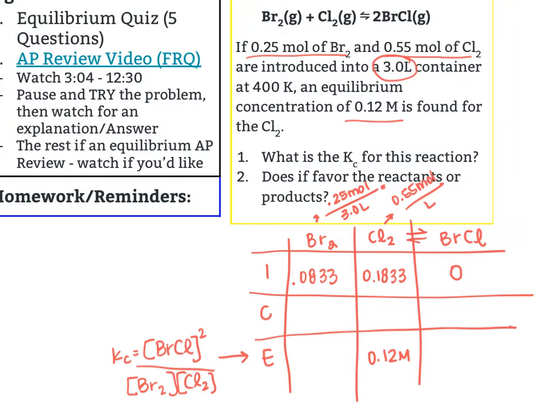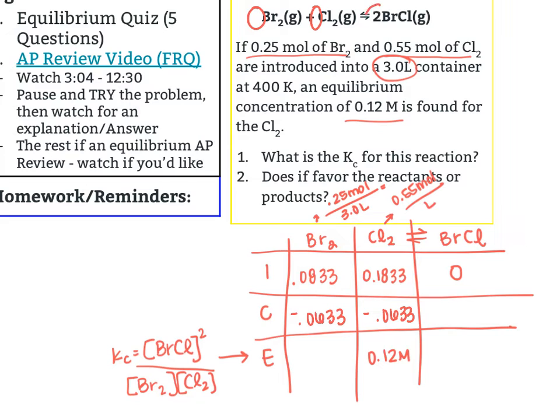So I'm going to take my initial 0.1833, and I'm going to subtract out my final, and that tells me that I had a change of 0.0633 molar. Now, if I want to find the change for the other things, I need to look at the stoichiometry. So when I go back up to my balanced equation, I see that the Br2 and the Cl2 are both 1s, which means it's 1-to-1. So if I lose 0.0633 of the Cl2, I'm also going to lose 0.0633 of my Br2.